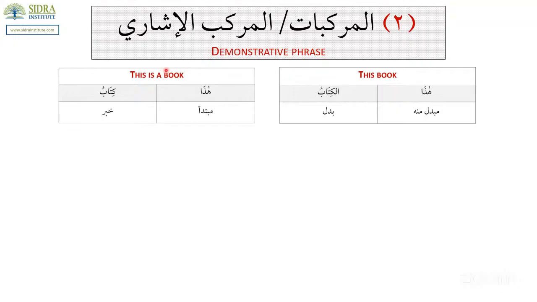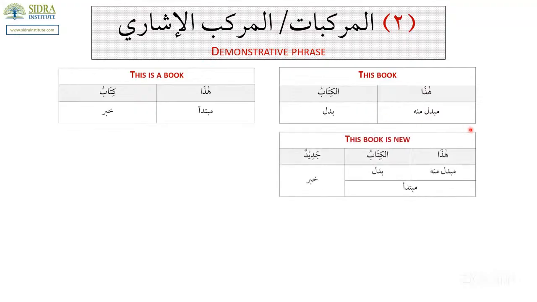So هذا كتاب, هذا is mubtada'un, kitabun is khabar, and it will be a complete sentence and will mean this is a book. Whereas here, the next word has al. So هذا الكتاب will mean this book. Now we need more information after it for it to be complete. So هذا will be mubdal min, al-kitab would be the badal.